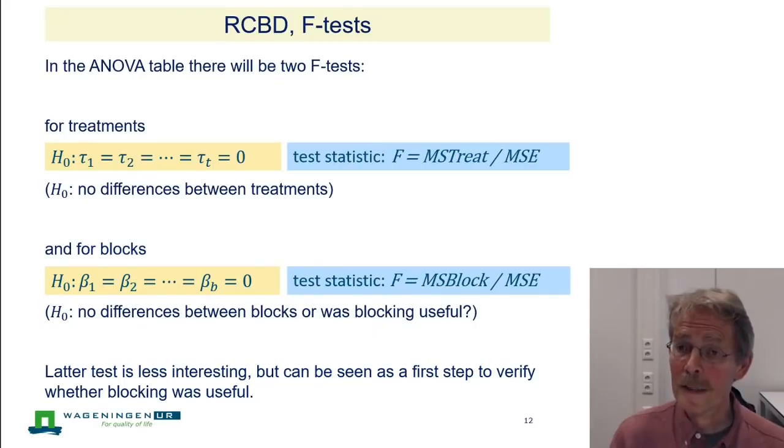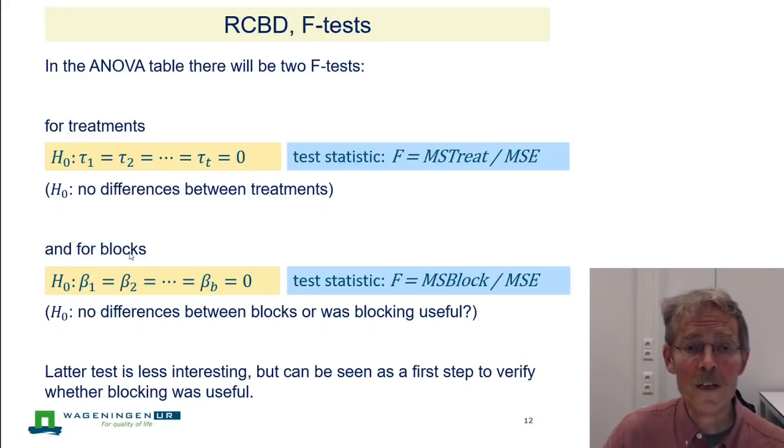Okay, what are interesting tests? Well, the most interesting one, of course, is the test whether the treatments are different or not. Null hypothesis is they are the same, and you hope that you will reject. And that's the aim of the experiment, to find differences. The test statistic is the mean square for what you're testing, treatments, over always the mean square for error. That's the one you will look at first.